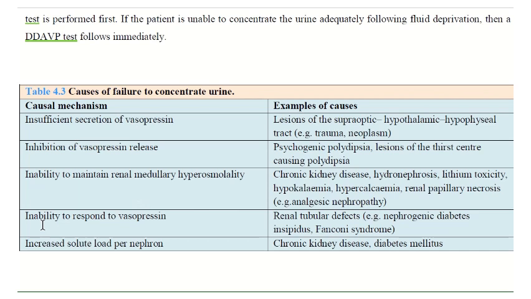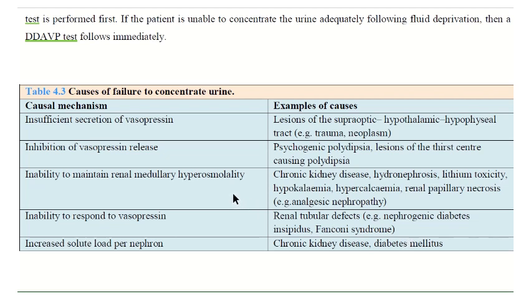وممكن قد تكون الميكانيزم inability to respond to vasopressin، عدم القدرة للاستجابة للفازوبرسين، مثلا في حالات renal tubular defects، for example nephrogenic diabetes insipidus، Fanconi syndrome، أو increased solute load per nephron، والمثال عليها قد تكون chronic kidney disease، diabetes mellitus.